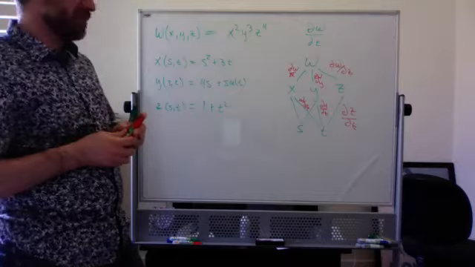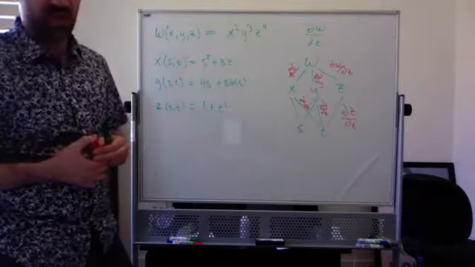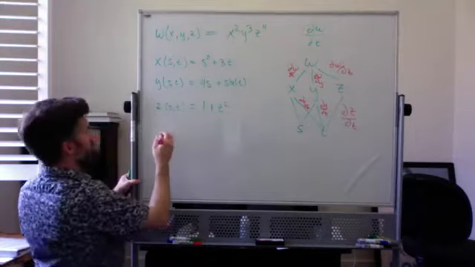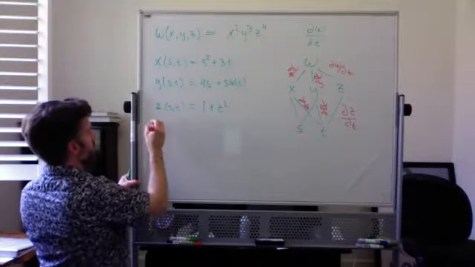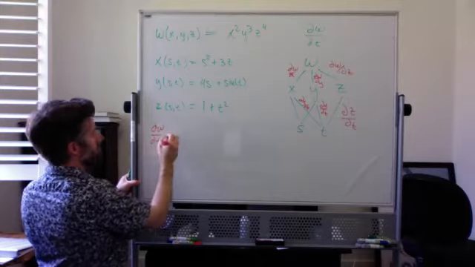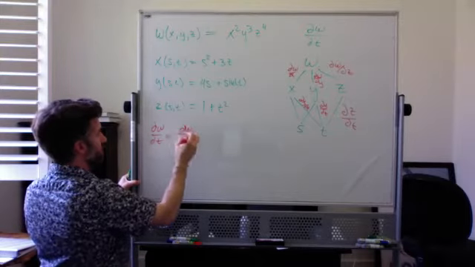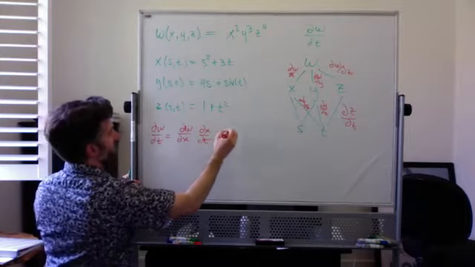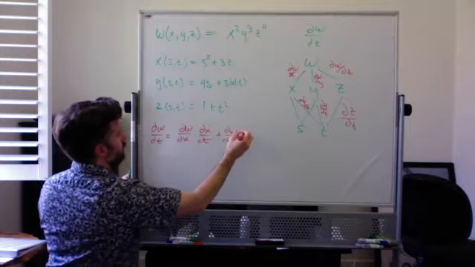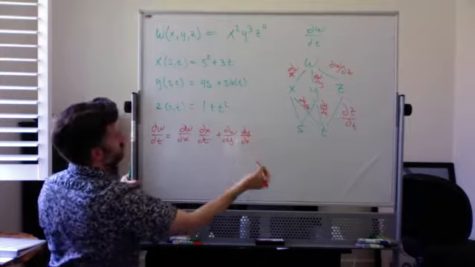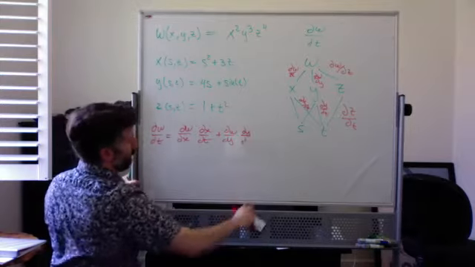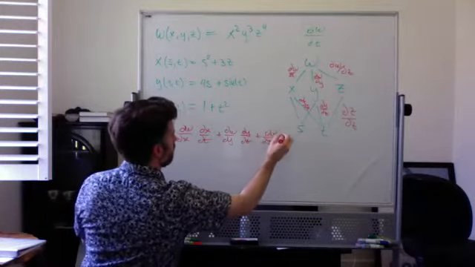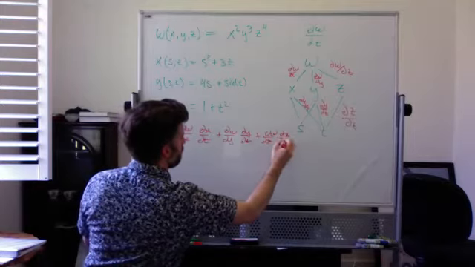I think what we're actually doing is essentially dotting the gradients together. Like you could totally say, right, so here's what I'm going to get. I'm going to get del w del t equal to del w del x times del x del t plus del w del y times del y del t. That's not quite the right way to say it. Plus del w del z times del z del t.